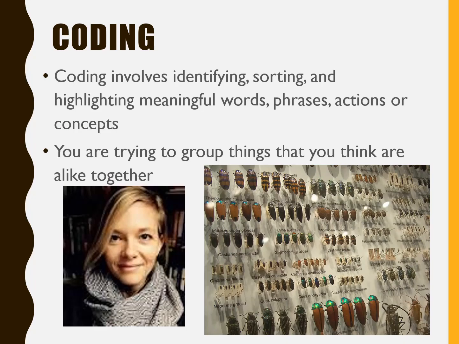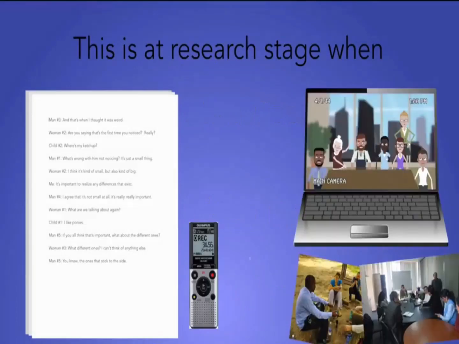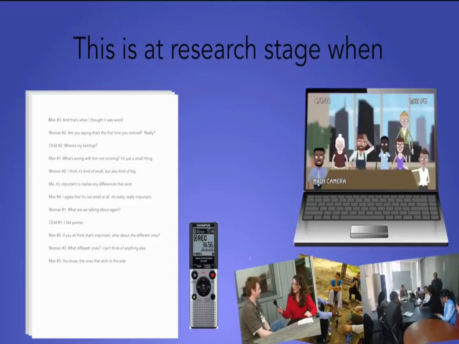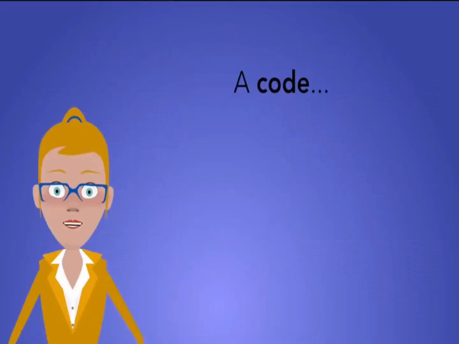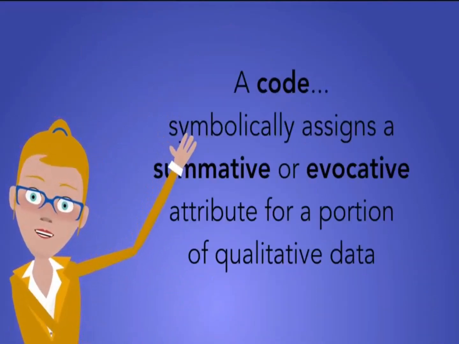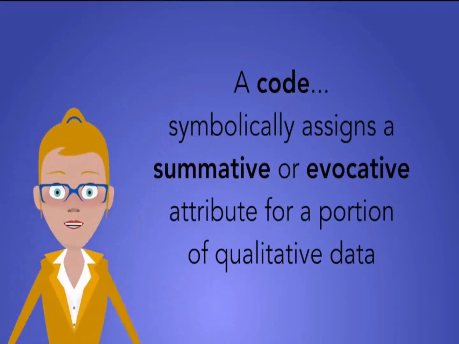Over to Amanda again. This is at the stage of research where you have collected your qualitative data, you have often transcribed it, or if it's visual, you have a visual representation. You're using photos, drawings, etc. At this stage now you're ready to do your analytical work. So what is a code? Paraphrasing Saldana, a code symbolically assigns a summative or evocative attribute for a portion of qualitative data.